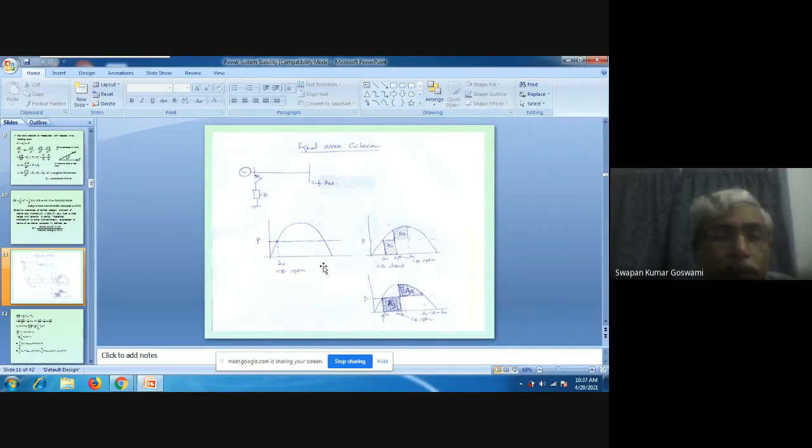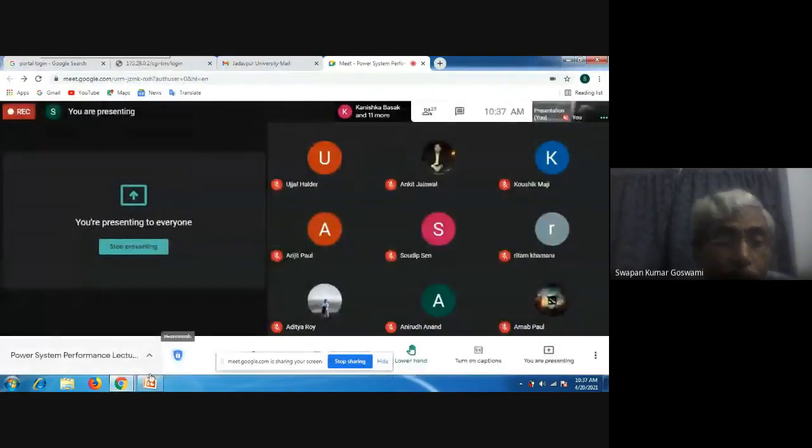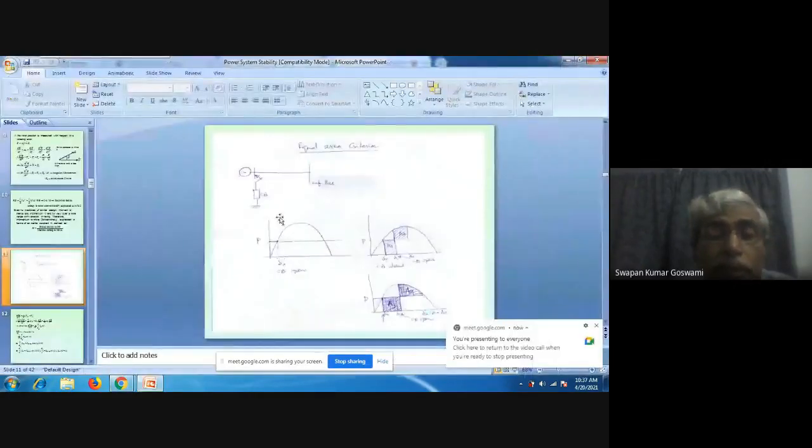It is the delta here, the angle between the internal voltage, the generated voltage, and the terminal voltage, that is being plotted here, and this represents the power output of the generator. P is along the vertical axis, and along the horizontal axis is delta. So when the generator is delivering a power, say this much power is being delivered by the generator to the infinite bus.